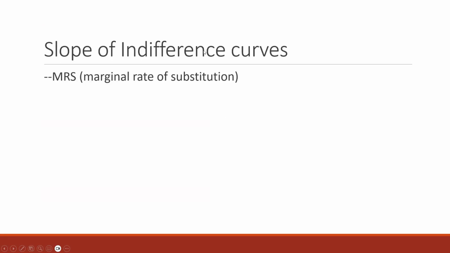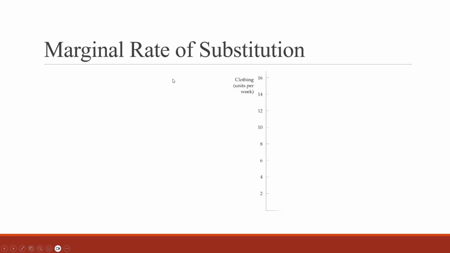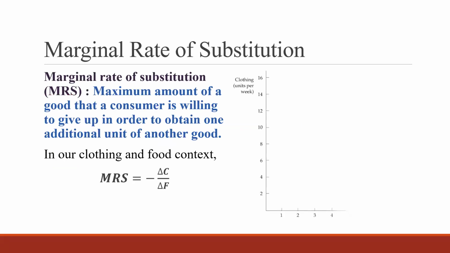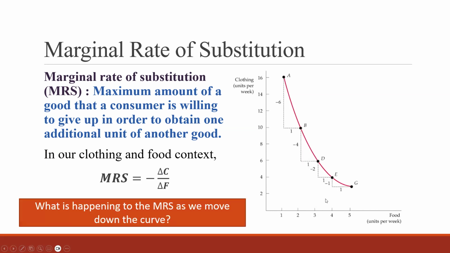Now let's talk about the slope of indifference curve, which is defined as marginal rate of substitution. So the magnitude of the slope of an indifference curve measures the consumer's marginal rate of substitution between 2 goods, okay? And it is noted this way: marginal rate of substitution is change in quantity of clothing over change in quantity of food, and here we add a minus sign. So first question, is marginal rate of substitution positive or negative?